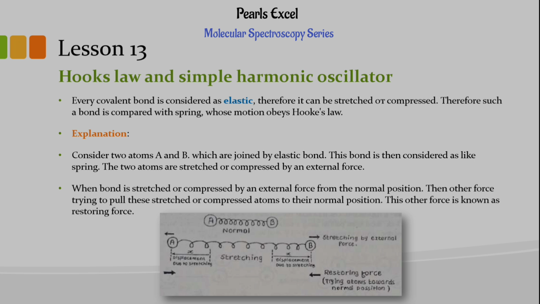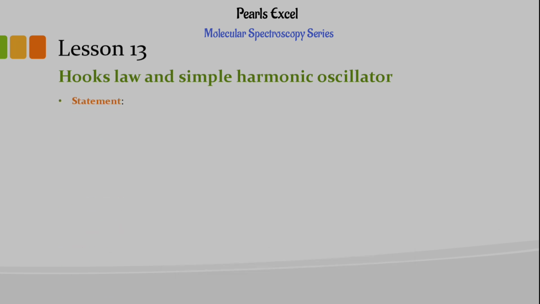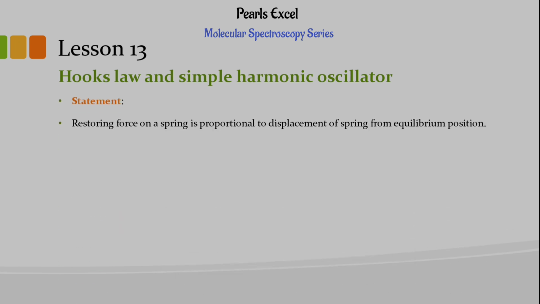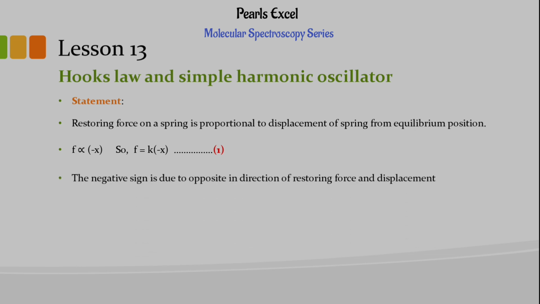Further, mention this with the statement that the restoring force on a spring is proportional to the displacement of the spring from the equilibrium position. Therefore, F is directly proportional to minus x. So, F is equal to minus Kx. Assign this as equation number 1. The negative sign is due to the opposite direction of restoring force and displacement, where F is the restoring force, x is displacement and K is the force constant.